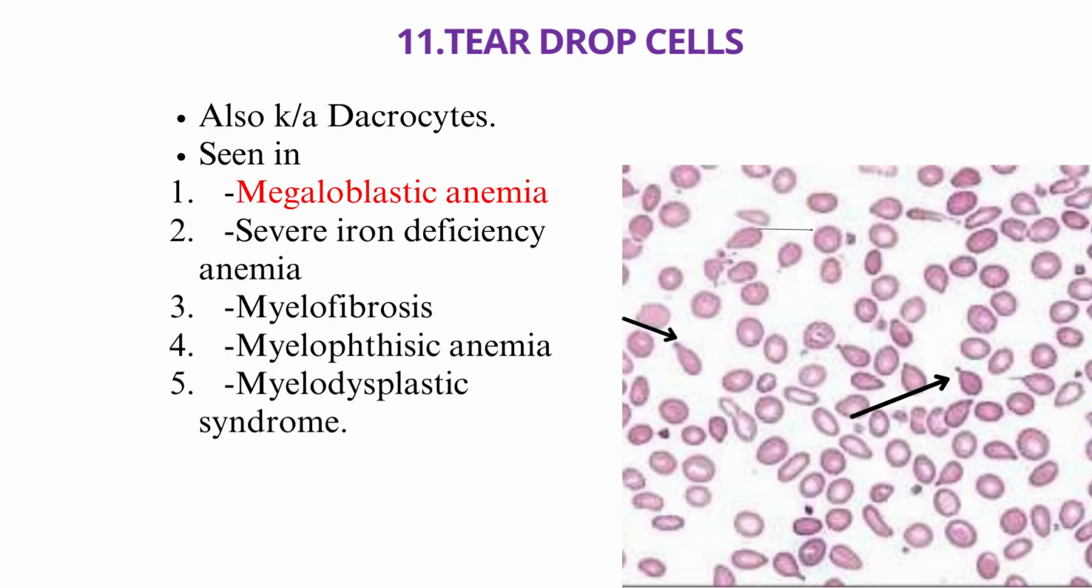Coming to teardrop cells, classically they are present in macrocytic anemia, megaloblastic anemia. They are also known as dacrocytes. If you look at these cells, they are projecting like a teardrop, right? You have read about this, megaloblastic anemia, but again it can be found in other types of anemias: severe IDA, myelofibrosis, myelophthisic anemias and myelodysplastic syndromes.